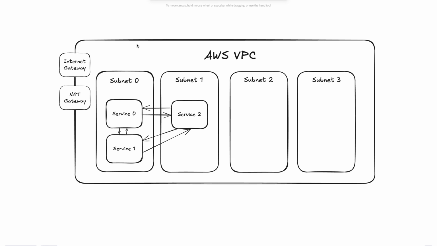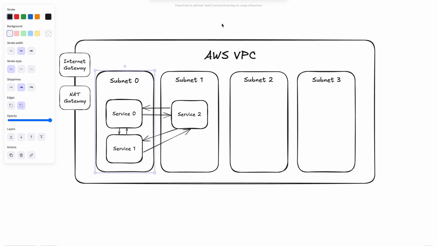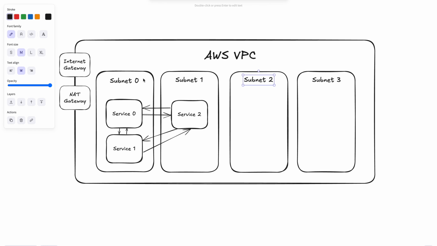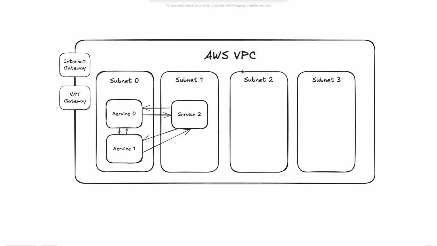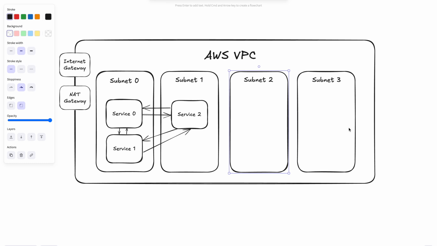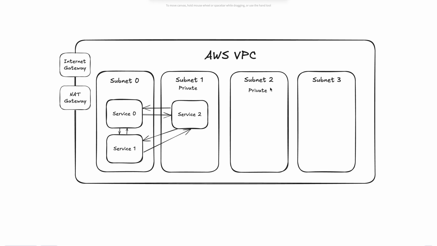And remember that we've just been talking about the subnet's purpose. Another subnet purpose is the network boundary. So we can label subnets as private and public. What are the differences between private and public subnets? The services deployed in private subnets are only accessible within the VPC. So let's say subnet 1 is private. It means that, and subnet 2 is private as well.